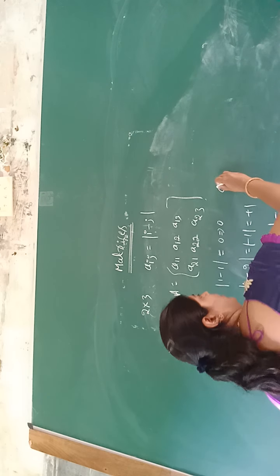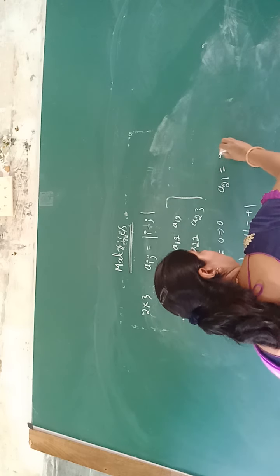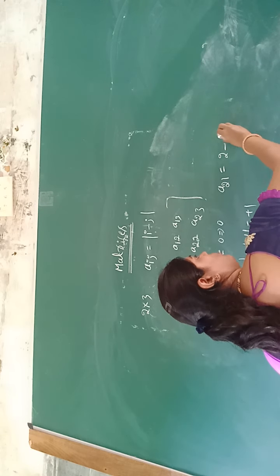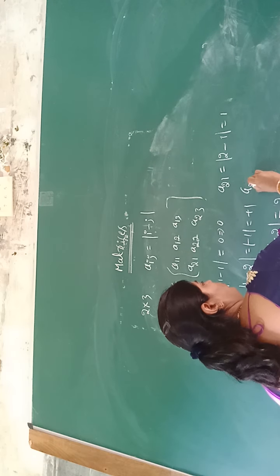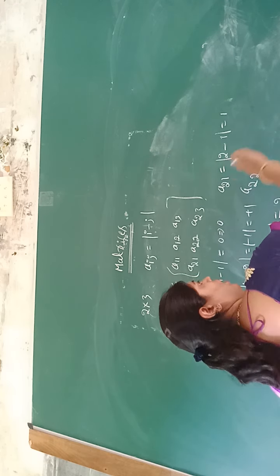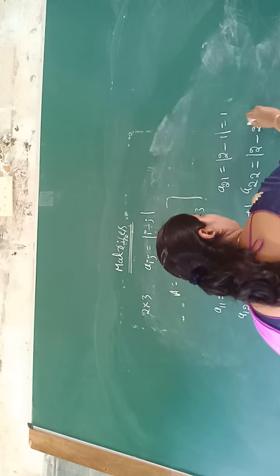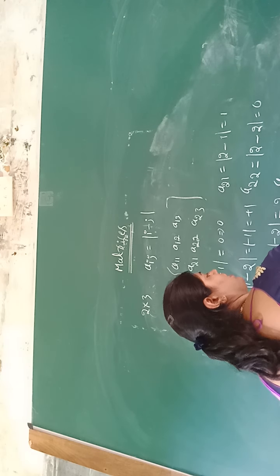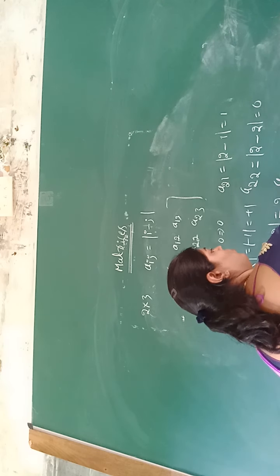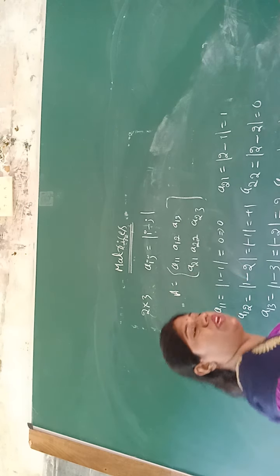Similarly, A21. For A21, I value is 2 and j value is 1. So 2 minus 1 is equal to 1. A22. What is I value? I value is 2, j value is also 2, which is equal to 0. So A23. I value is 2 and the j value is 3. So 2 minus 3 is equal to minus 1.